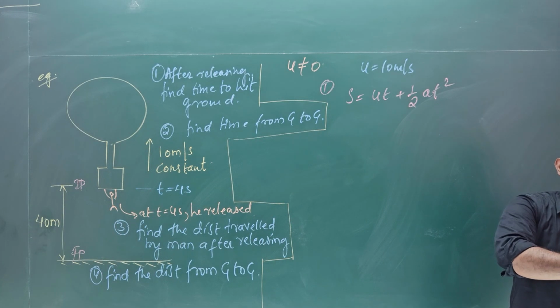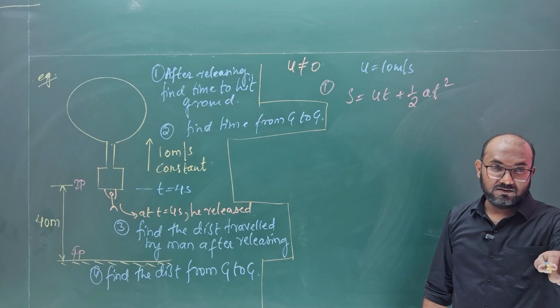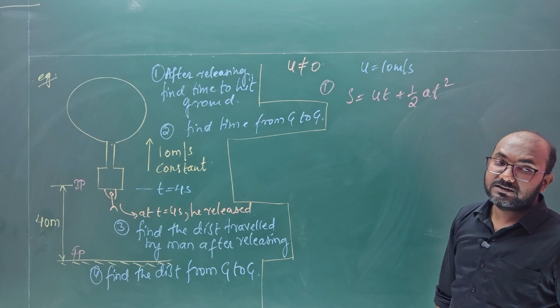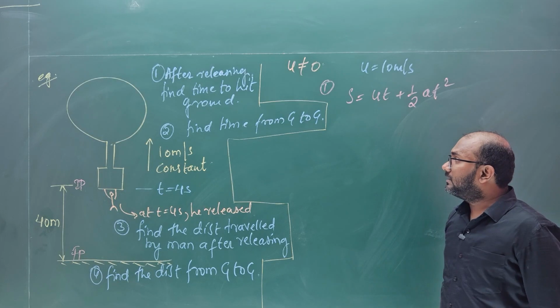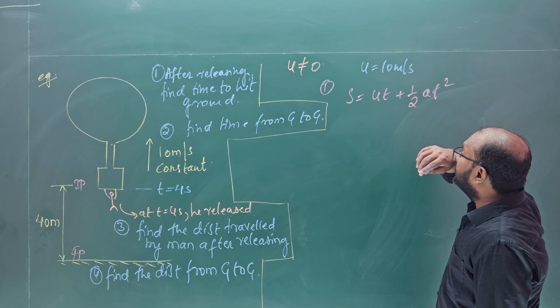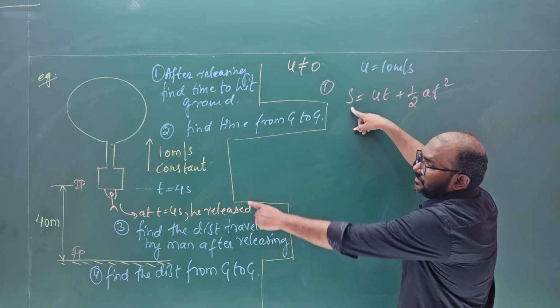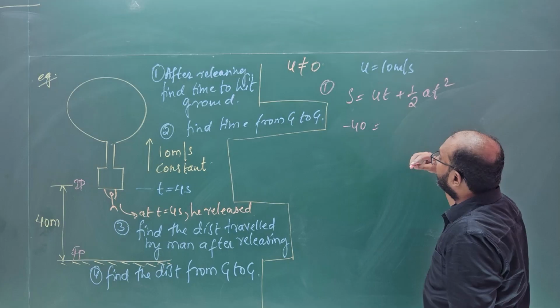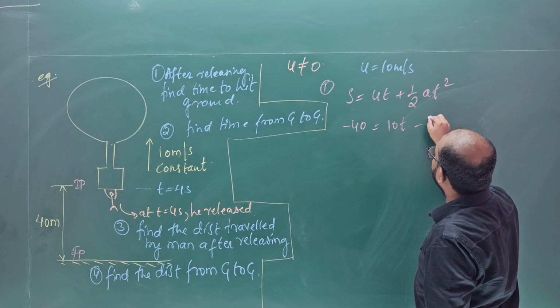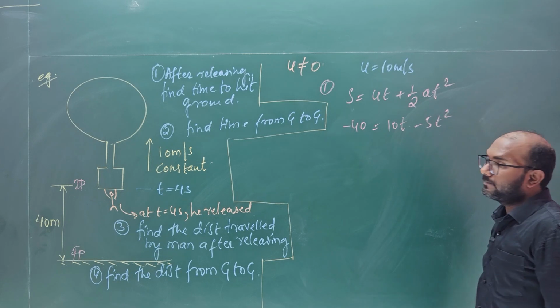From wherever it is being projected, that point is considered as origin. So can I say downward direction all are taken as negative and upward direction all are taken as positive? Just now we learnt everything about the three cases. So S is how much? Minus of 40. U is how much? 10, plus or minus? Plus. Very good. So 10. Can I write minus 5t square?